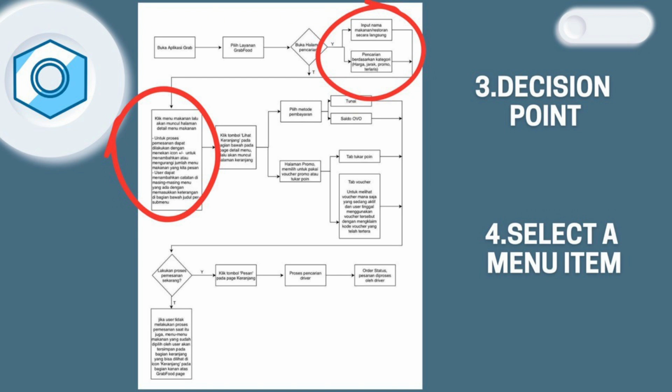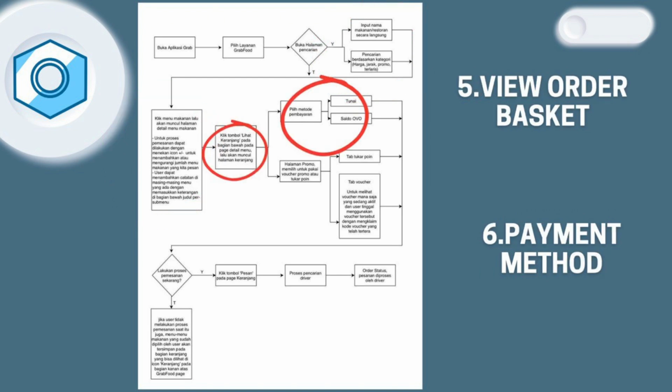Okay, I'm going to explain the next things in the process flowchart for ordering food using the Grabfood application. First, the user opens the Grab application and selects the Grabfood service. From there, the system opens the search page where the user can either type the name of the restaurant or food directly, or browse by categories such as price, distance, promotion, or bestsellers.